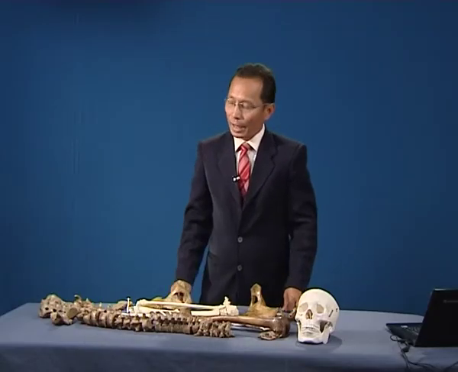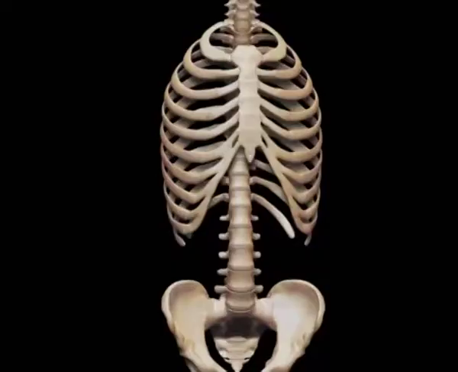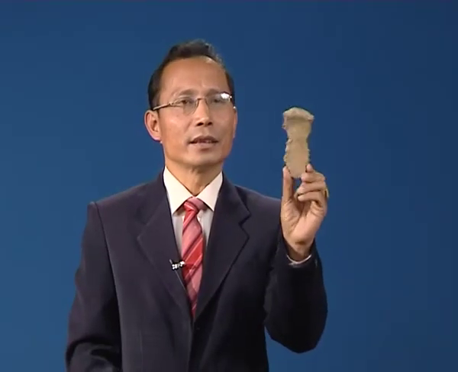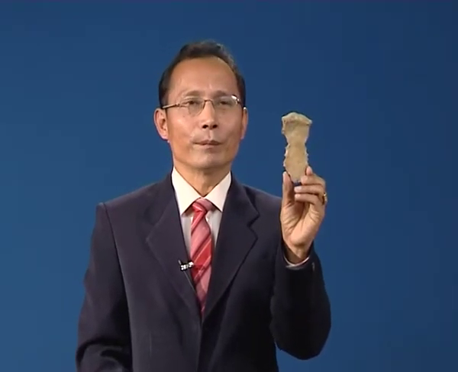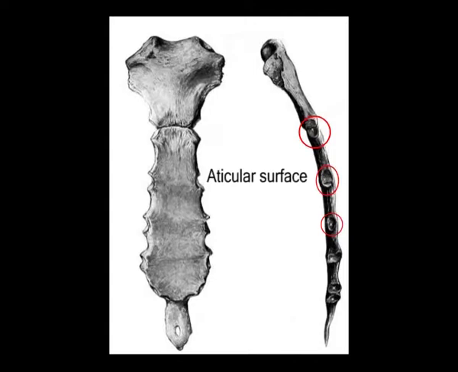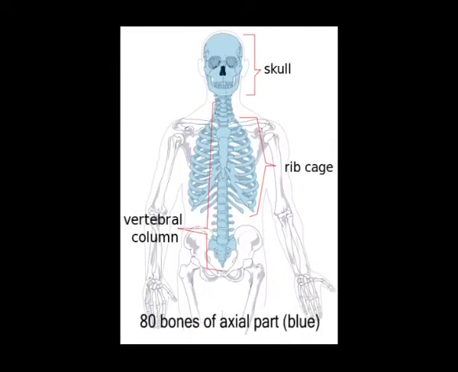Then we have another bone, the sternum. This is the sternum. It is in front of our chest, and it is with this sternum that ribs articulate. Ribs are joined here at these articular surfaces. So 22 bones of the skull, 33 bones of the vertebral column, 24 ribs, and 1 sternum all together constitute 80 bones of the axial part of our endoskeleton.